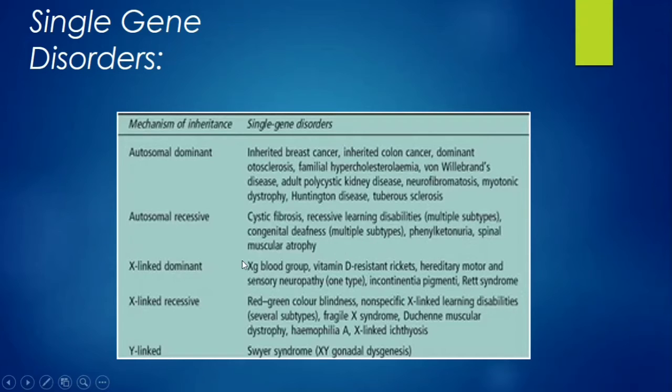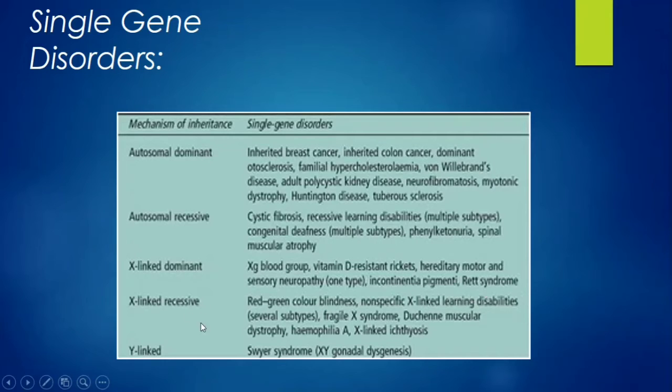Now let's talk about some X-linked disorders, in which the first are the X-linked dominant disorders. Examples are the XG blood group, vitamin D resistant rickets, hereditary motor and sensory neuropathy, incontinentia pigmenti and Rett syndrome.